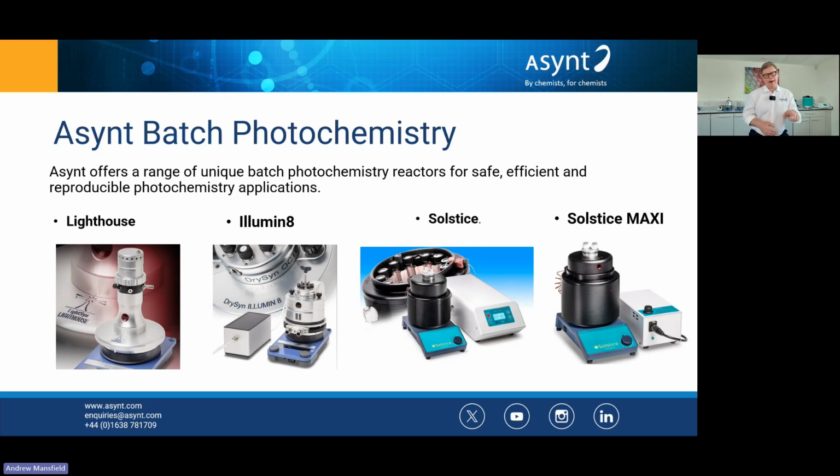The unique design of the Lighthouse is that we transfer our photons directly into the vial rather than radiating from the outside, and that can really increase efficiency. And then we have a range of parallel batch reactor stations. The Illuminate, as it indicates, has 8 reactor positions, all with the same light source. The Solstice and the Solstice Maxi increase that to 12, from 8 milliliters with the Illuminate and the Solstice maximum reaction volume up to 20. So you could even use these systems for scale up.